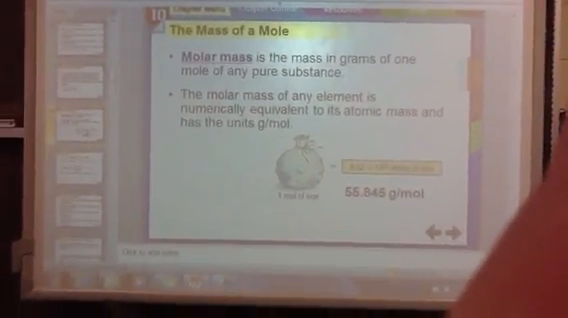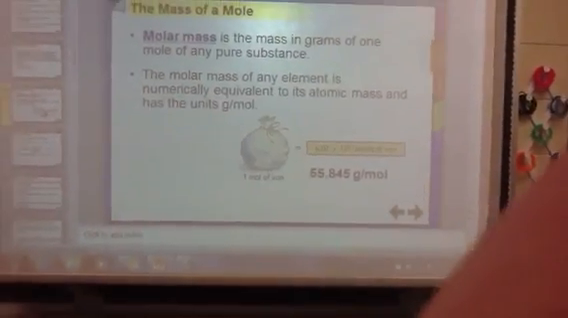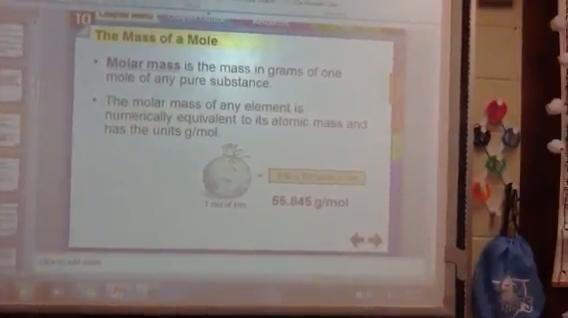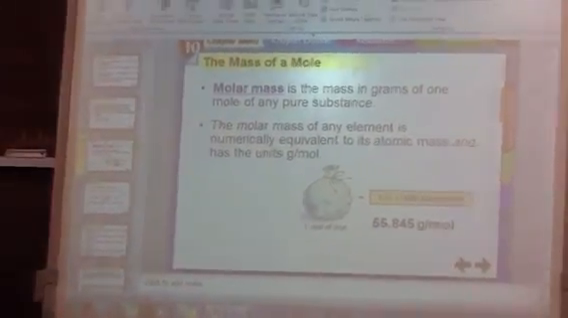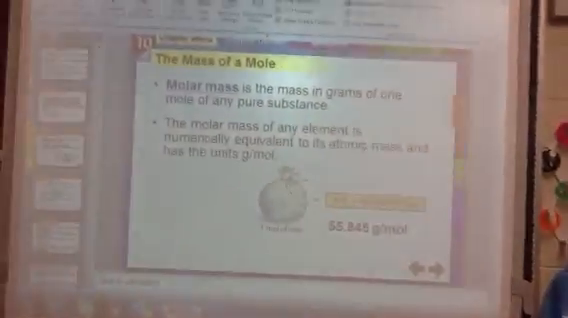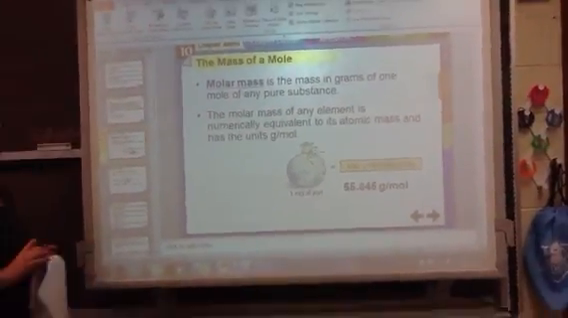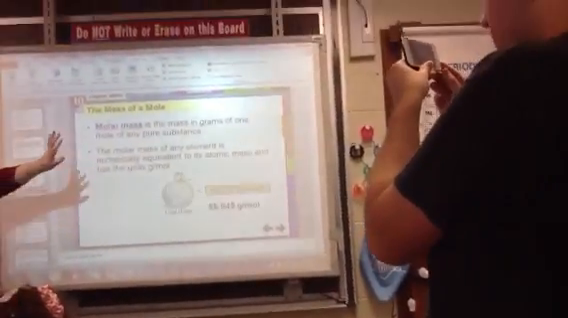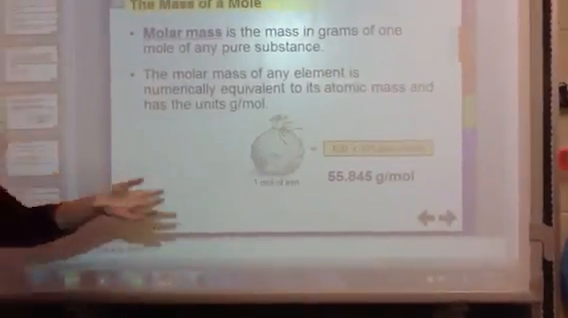Next thing is something called molar mass. Molar mass is the mass in grams of 1 mole of any pure substance. Guys, molar mass is really, truly one of the simplest things ever. The molar mass of any element: if I look up any element on the periodic table, its mass is its molar mass.